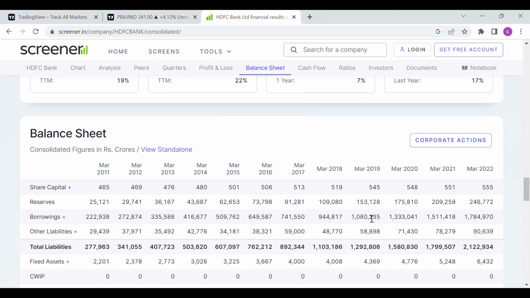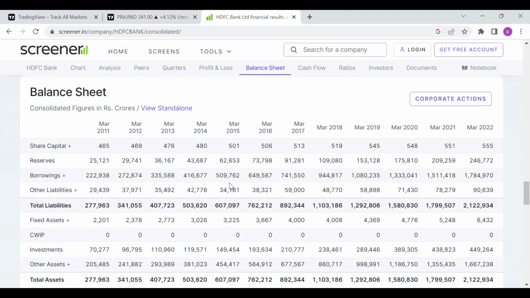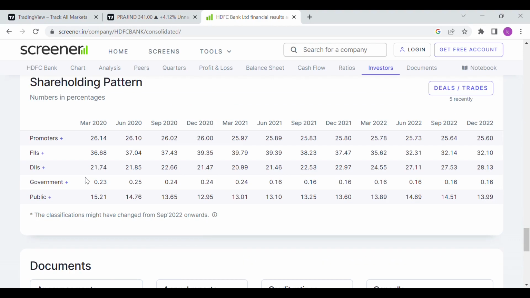Then total liabilities means what the company, what the bank, needs to pay to the other people. Then fixed assets have also increased. You can study the financial statement. Then cash flow. Then if you come down, ratios are also there, like ROE, meaning return on equity, these things.